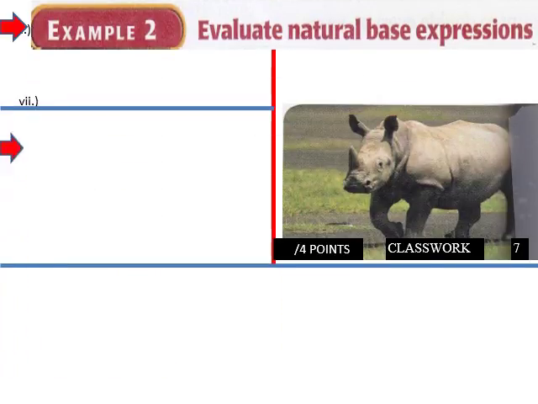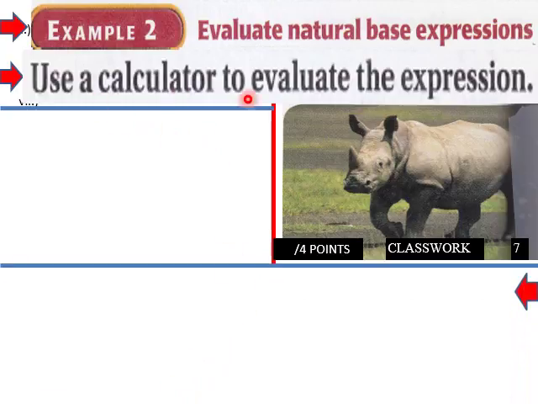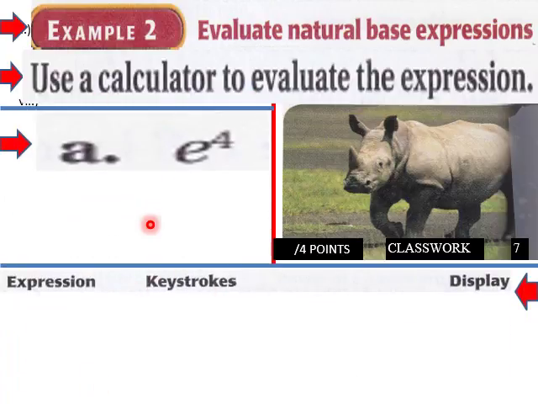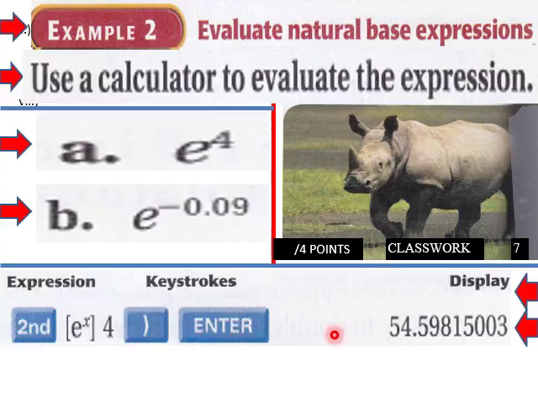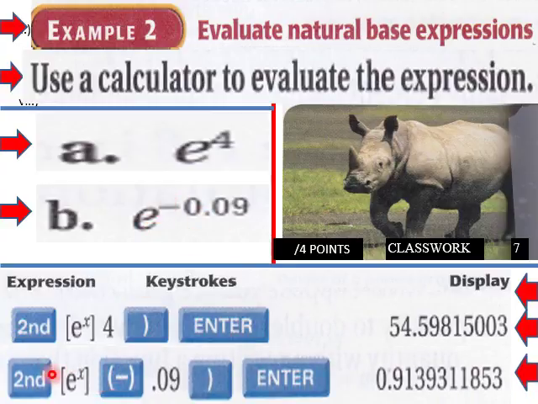Okay, example 2. Evaluate the natural base expression. Use a calculator to evaluate this expression. So e to the 4th, how do we do that in a calculator? Second, e to the x, 4, and we get this number. And then e to the negative 0.09. How will we do that in a calculator? Second, e to the x, and then negative 0.09 in parentheses. I would put this in parentheses here, and then enter, and you should get this number.